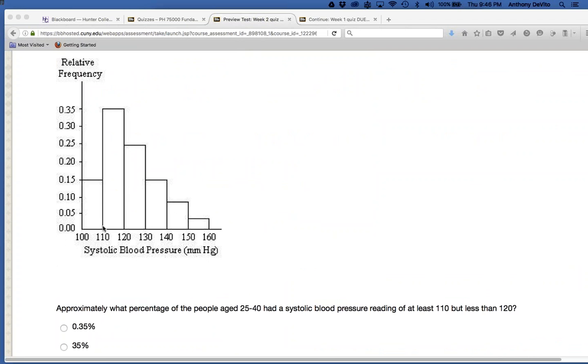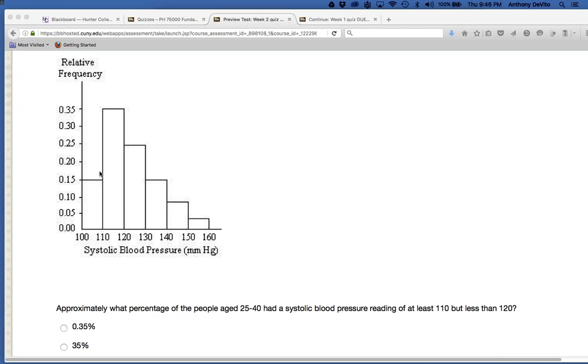And the most frequent outcomes were between 110 and 120, the systolic blood pressure. 35% of the people were in that group, and so on and so forth. Right? So if you add it up, 15%, 35%, 25%, 15%, 10%, 5%, well, you've added all these up, should add up to 100%. It's represented as percentages.